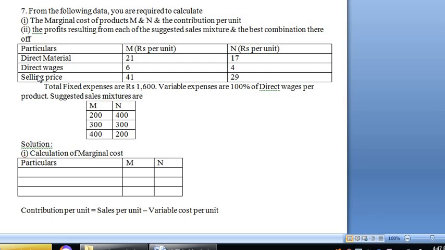We were solving problems on marginal costing. So today also, another two problems we are going to solve on marginal costing. Here is a problem. From the following data, you are required to calculate the marginal cost of products M and N and the contribution per unit. The profits resulting from each of the suggested sales mixtures and the best combination thereof.